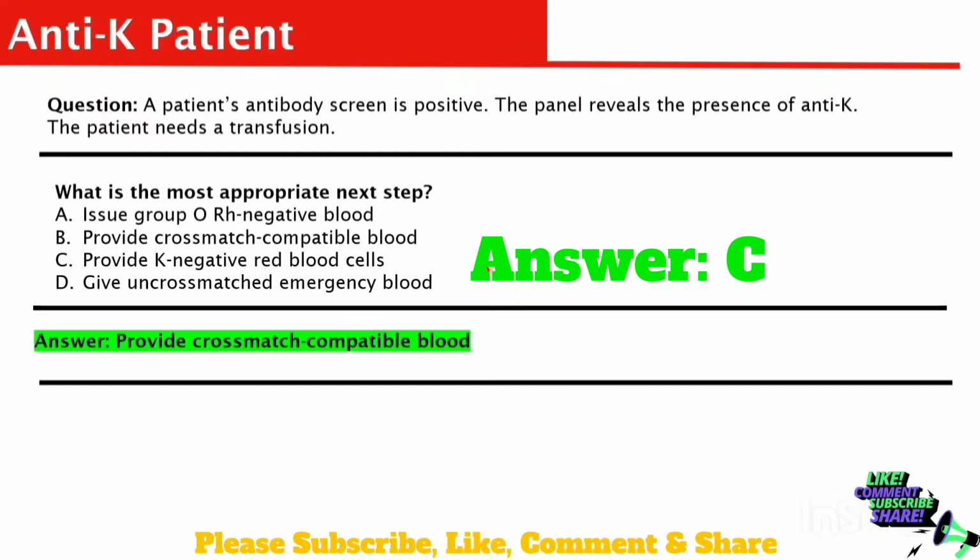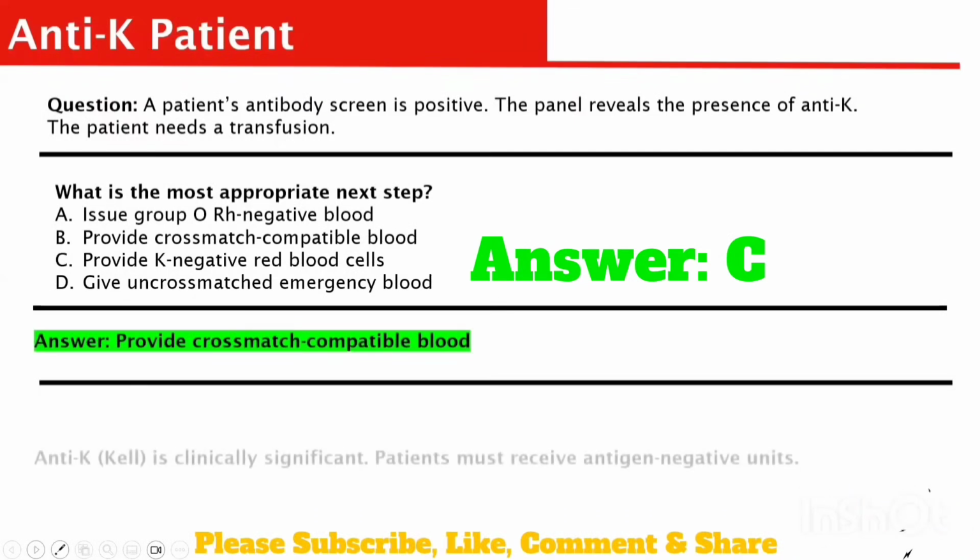Remember, the person developed the antibody because the person does not have the antigen. So when you are selecting blood, you select the antigen negative, and then do a cross match. And if it is compatible, you issue the unit, and that's what I meant here. So the answer here should be C, which is provide K-negative red blood cells. So you go and get K-negative red blood cells and do a cross match with the patient sample, and if it is compatible, then you can issue that.